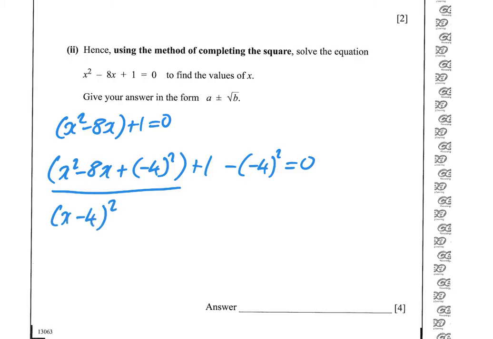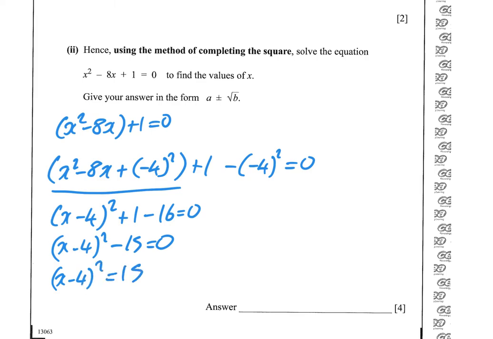And then outside you've got plus 1 and then minus 4 squared is going to be 16. So that's what you've got. So you've got x minus 4 all squared, then minus 15 equals 0. And then we can go about solving this. So we'll leave the x minus 4 squared here, fire the 15 across, becomes plus 15, and you have x minus 4 is equal to plus or minus the square root of 15, and your last line x is equal to 4 plus or minus the square root of 15.